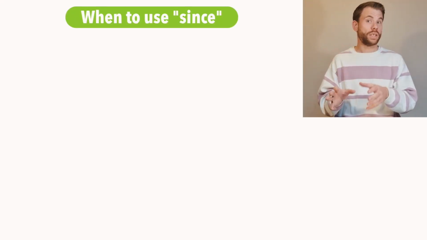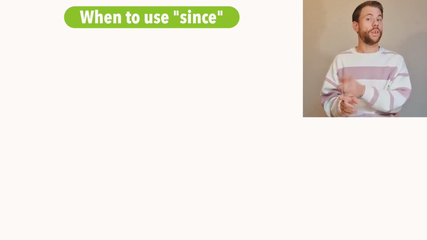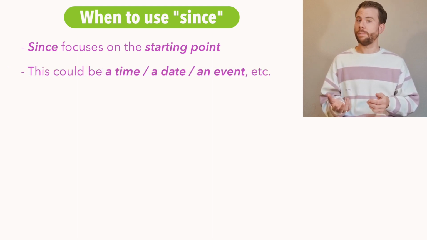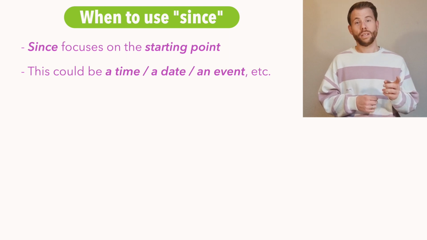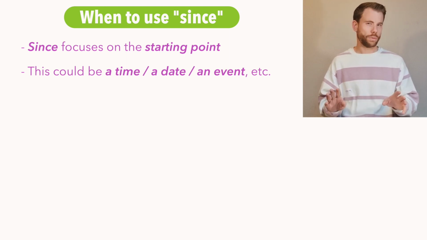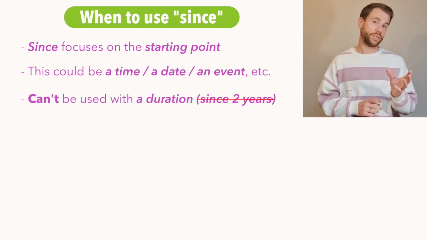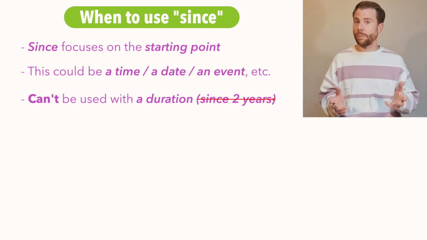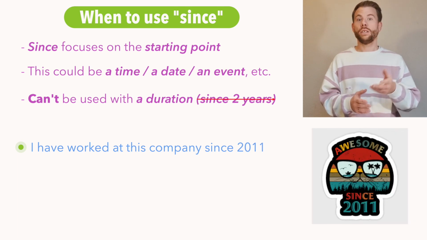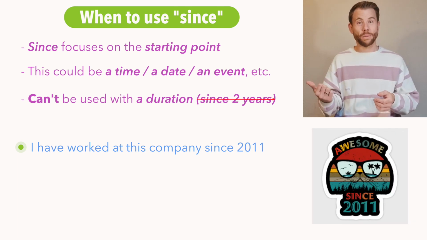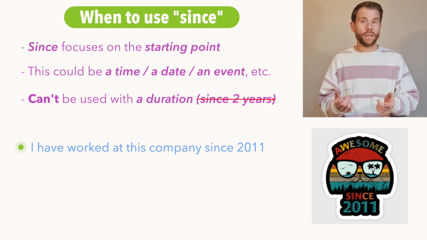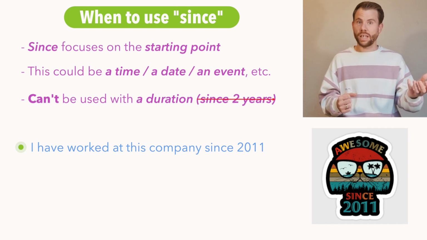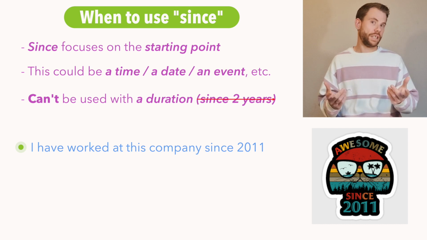So now with since. Since is used to focus on the starting point of an action. It's very often used with a date, but it could also be a time. It could also be an event, but the focus is on the starting point. So it's not possible to use a duration. If it's a duration or a period of time, we're going to use for, as I just explained. So some examples. I have worked at this company since 2011. It's the same as our example in the first part. The meaning is exactly the same. But if you say 10 years, you need to use for. And if you use the date, the year that it started, 2011, you need since.